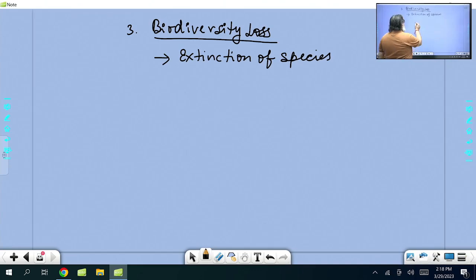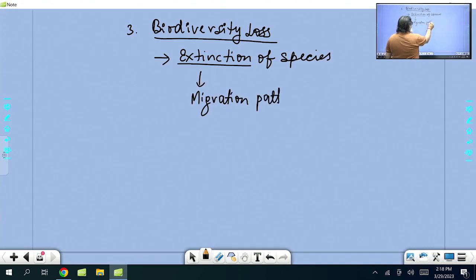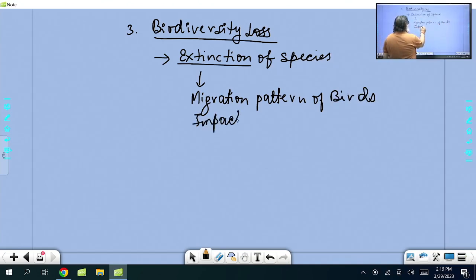Now, the extinction part, if you look at it, there are many factors. For example, migration. Migration pattern of birds, because birds migrate because of change of seasons, that is being impacted. Change of season, Siberian cranes coming to India. But now the kind of seasonal change is varying, it is changing. The entire migration pattern will change.